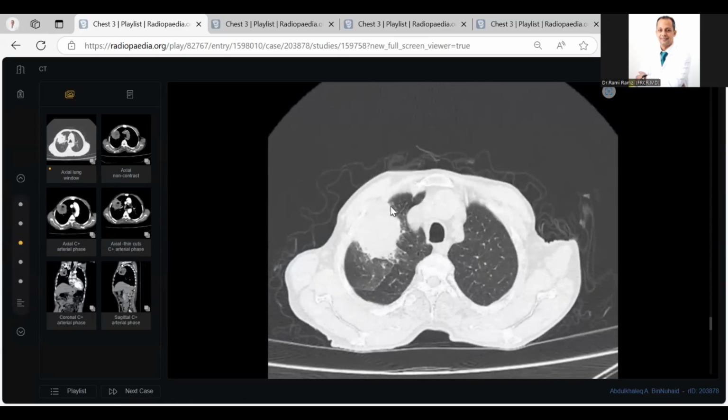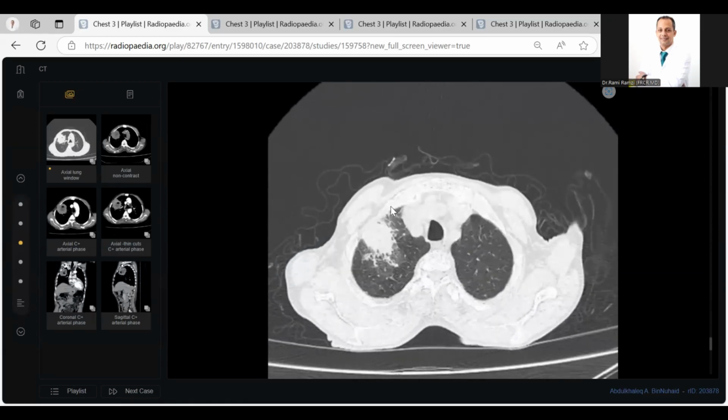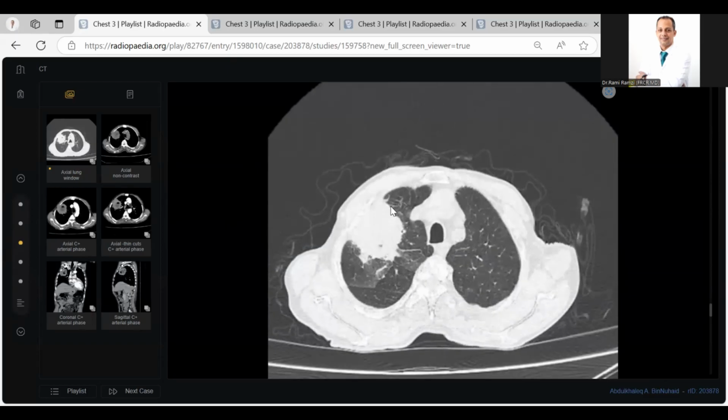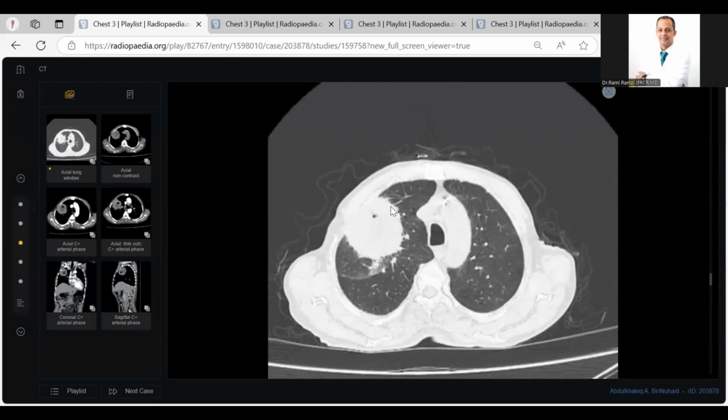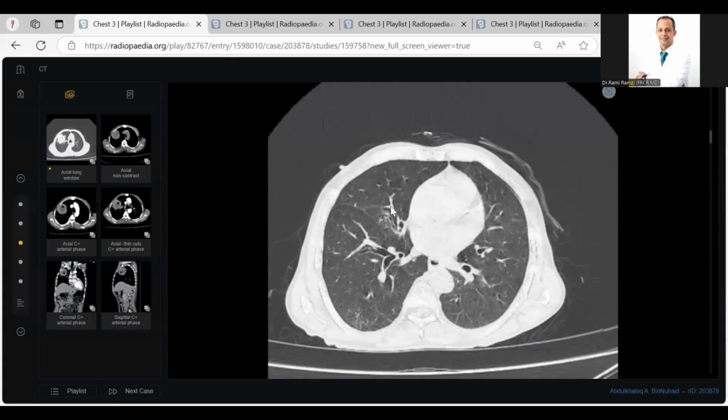I have been presented with axial images of a chest lung window where I can see there is a large opacity noted within the right upper zone. It is associated with central air lucency and cavitation.